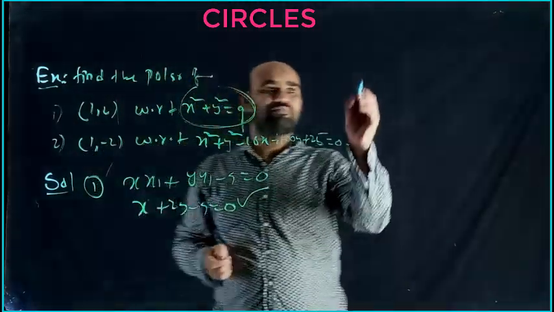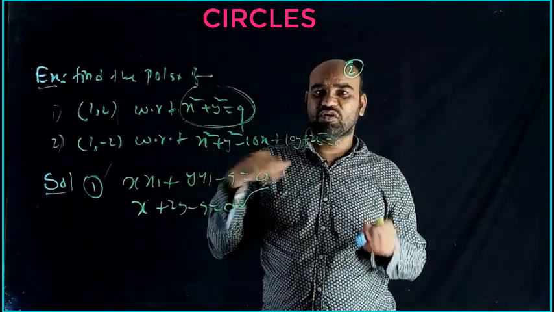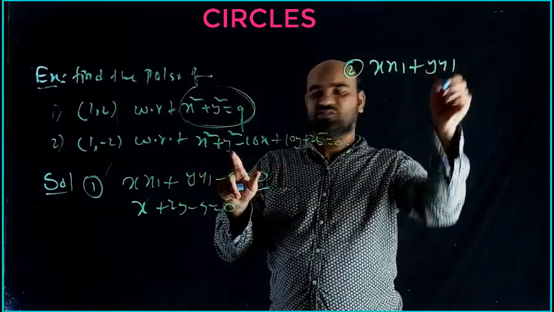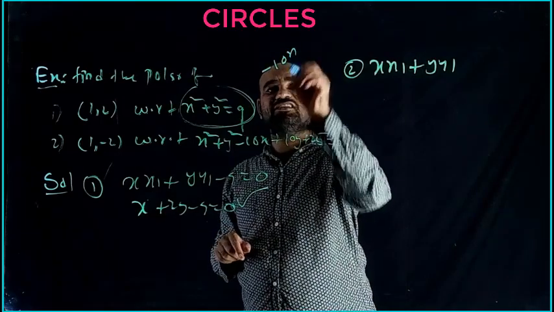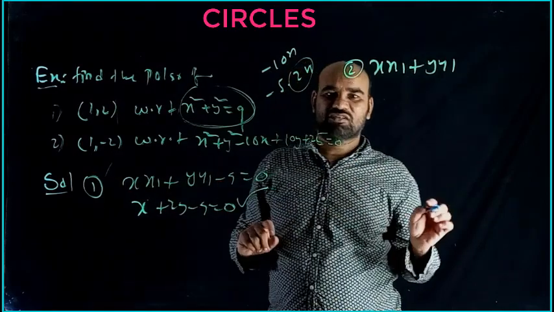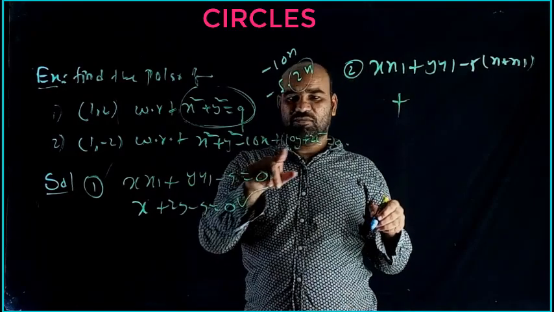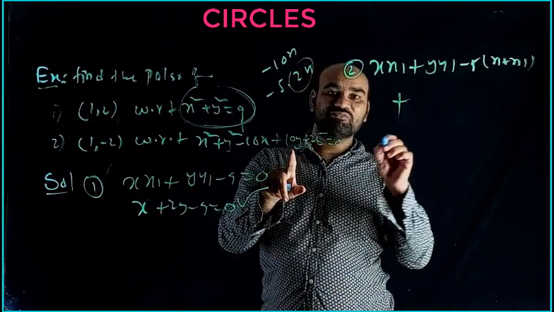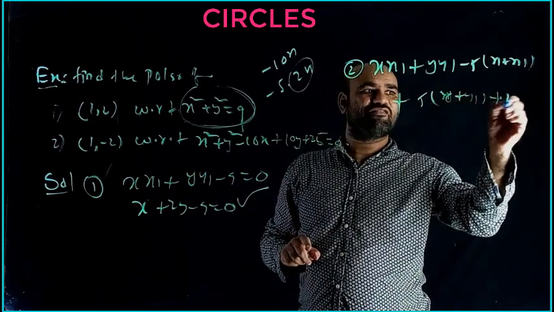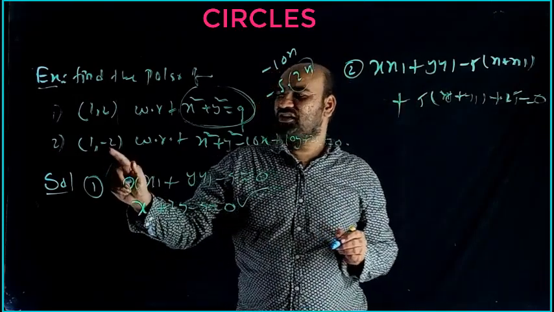So for the second problem, S1 equal to 0 should be written. That is important. How to write S1 equal to 0? xx1 plus yy1. Here minus 10x means minus 5 into 2x. This 2x can be written as x plus x1. That is important. Minus 5 times of (x plus x1). Here also 10y is 5 times of 2y, so plus 5 times of (y plus y1), plus 25 equal to 0. This is S1. Okay. So what is the point now? 1 comma minus 2. Instead of x1 you write 1.